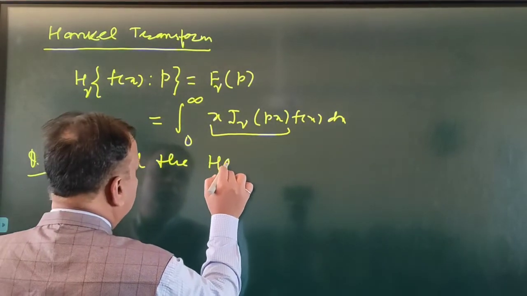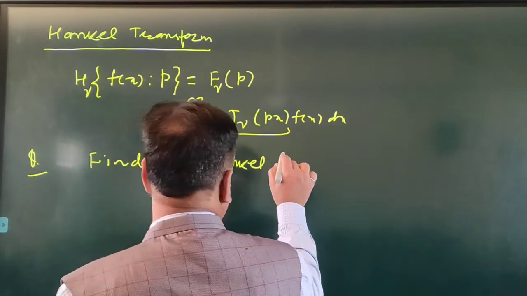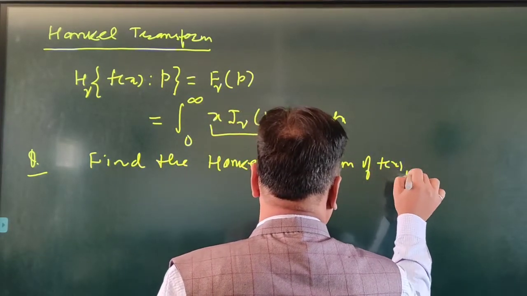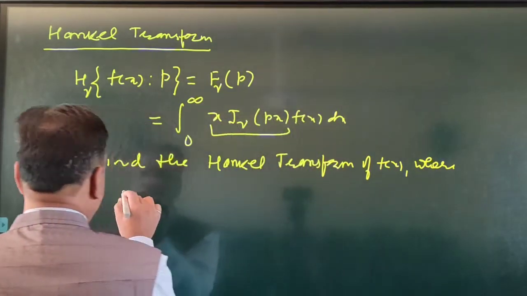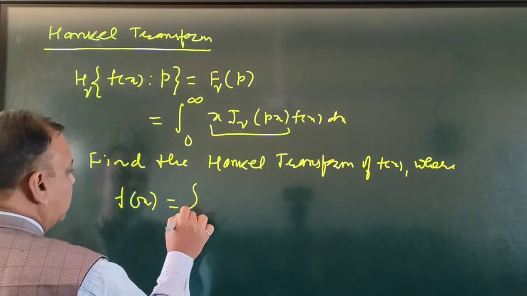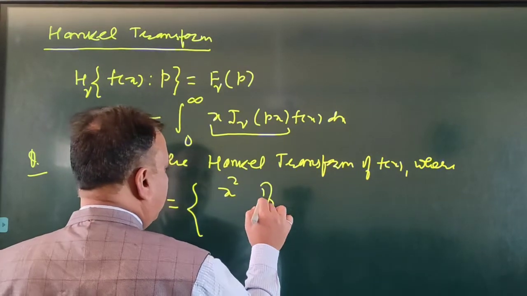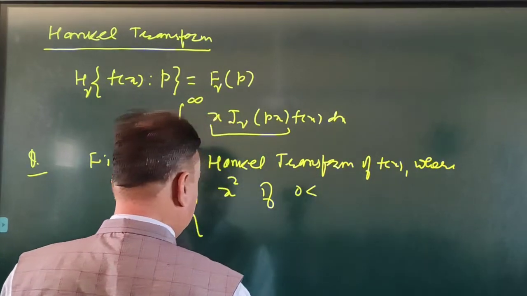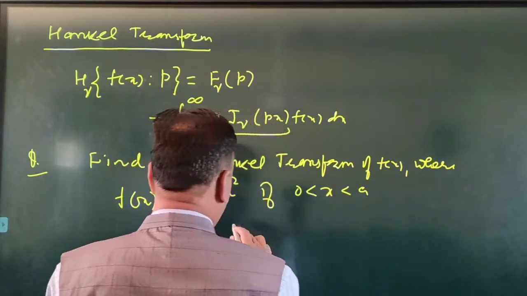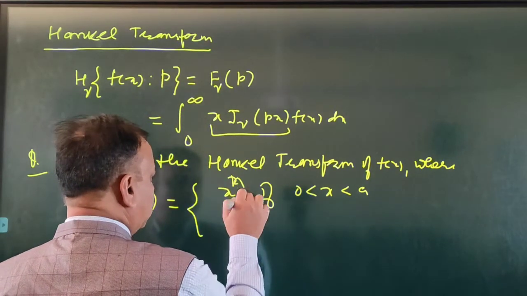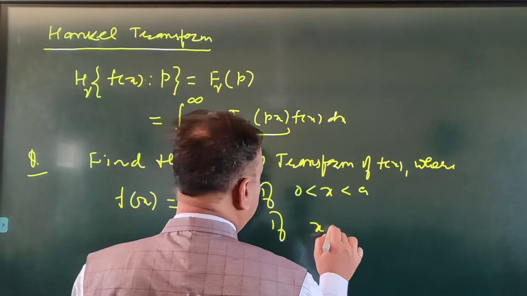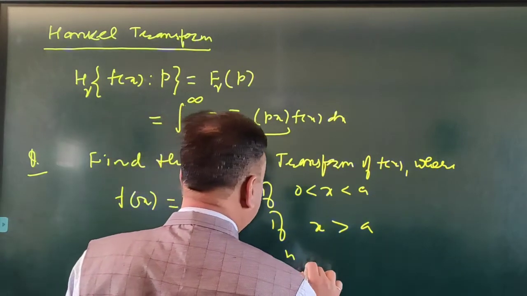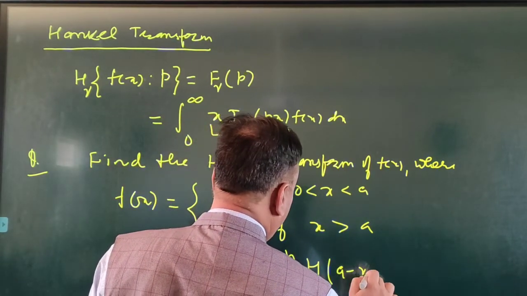Find the Hankel transform of f(x), where f(x) is given as x raised to n if x lies between 0 and a, and it is 0 if x is greater than a. Or we can write that f(x) is equal to x raised to n H(a minus x).